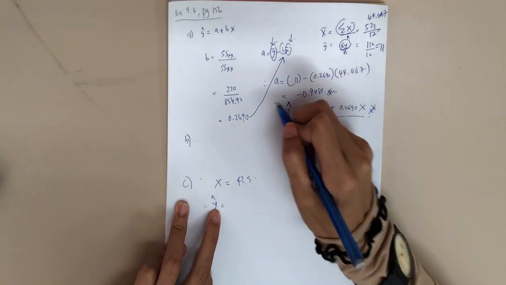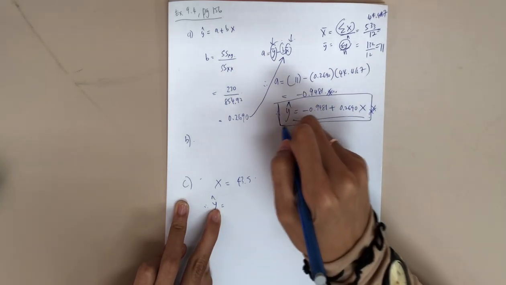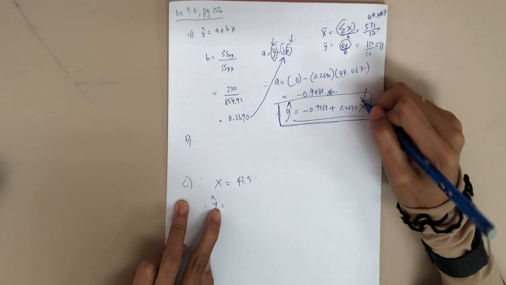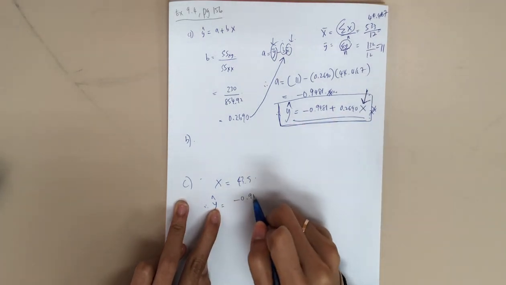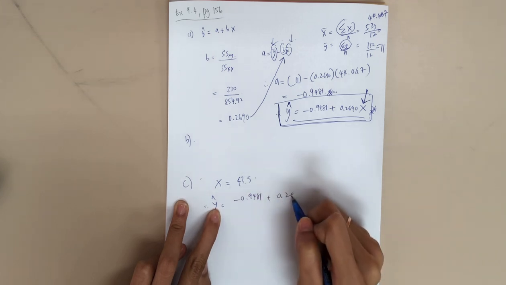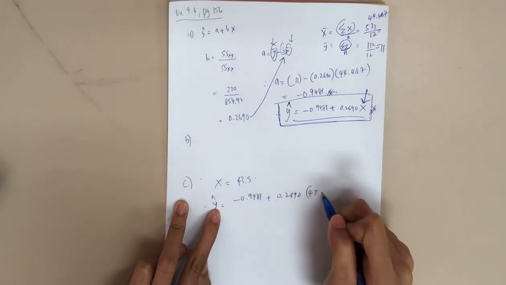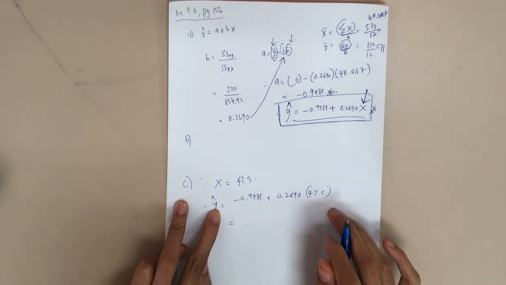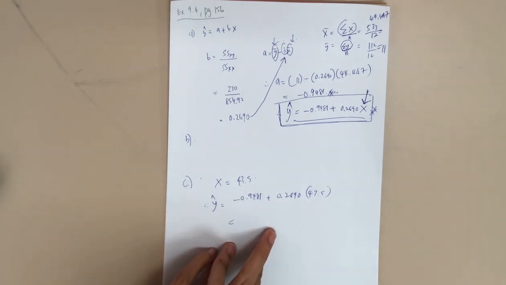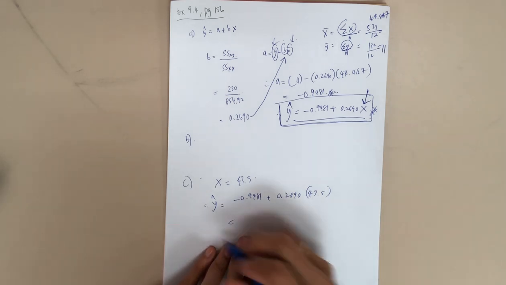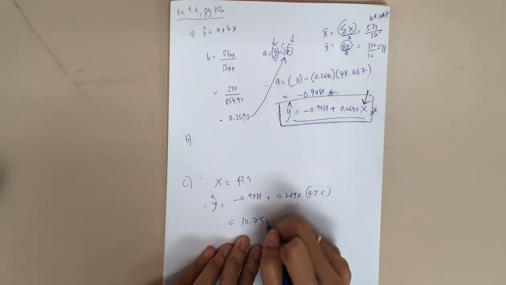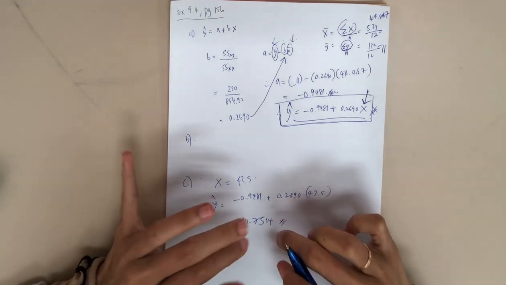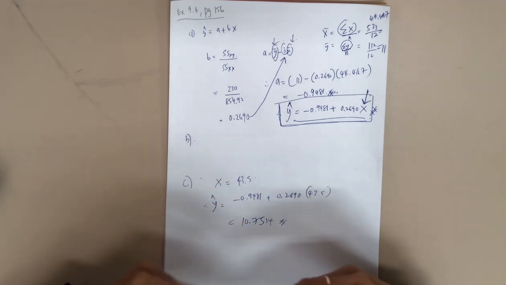We are using the equation that we got in A just now. So we have x here, and we just substitute x into here. So therefore, just substitute 43.5 here, then you calculate it. When you calculate it, your final answer must be a number. If I take it from the textbook here, the answer will be 10.7534. So you must have a number, because you already substituted the value of x.